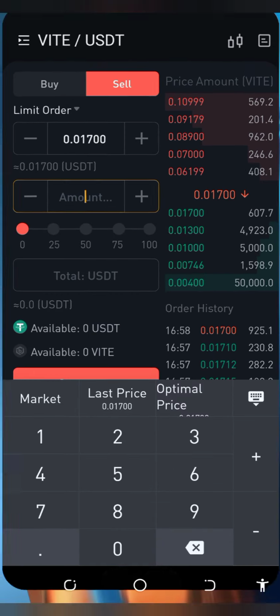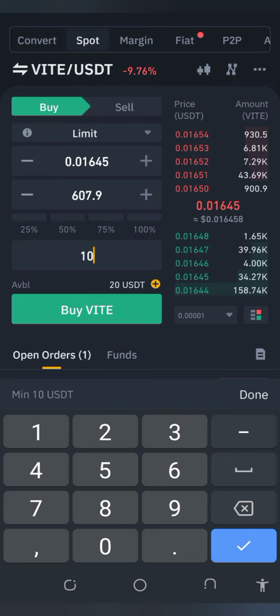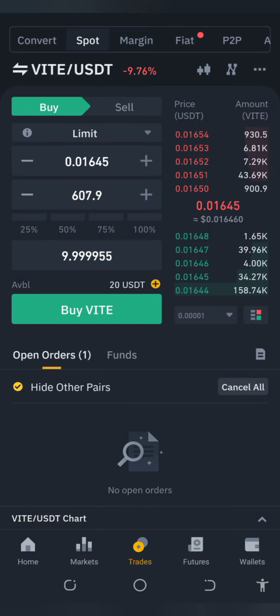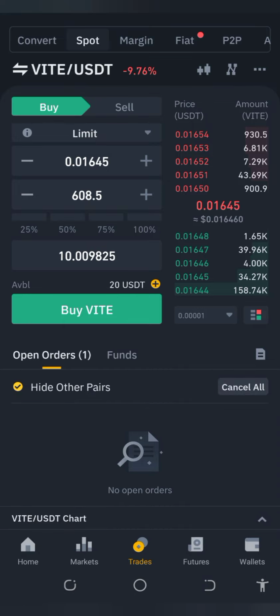Okay, let's get back into Binance. All right, so let me try what I just said. Let me put $10 there and see. Oh, that's 607.9. That's not actually going to go. So I'm going to have to make it a little bit more. If I put 10.01, oh yeah, it will definitely go if I do this. So let's go ahead and try this out, right?